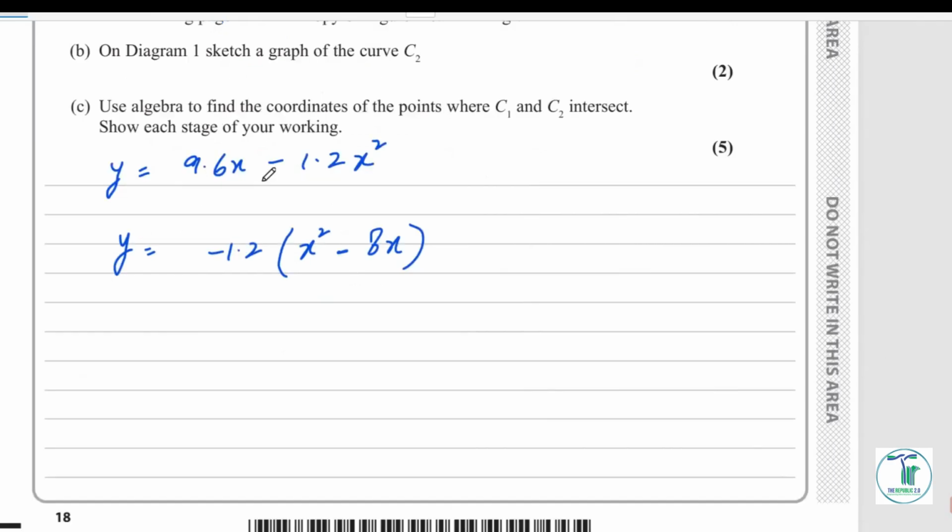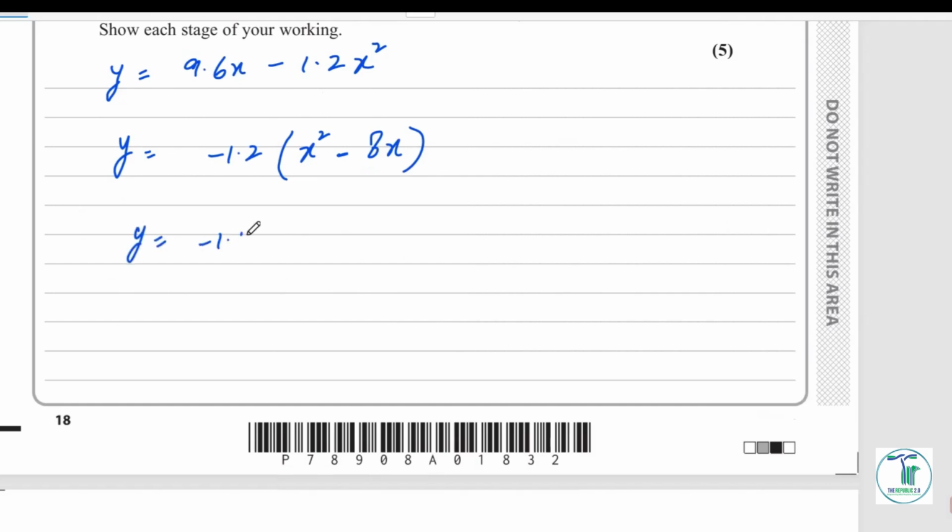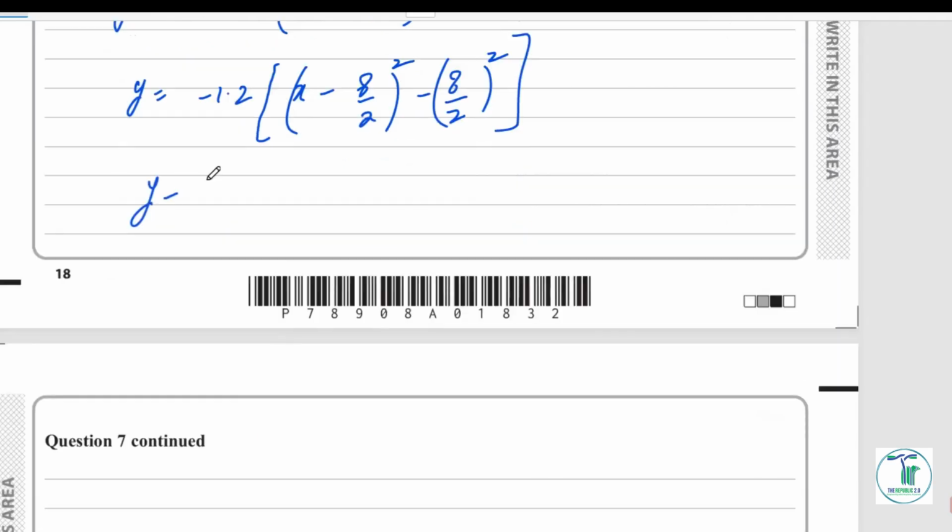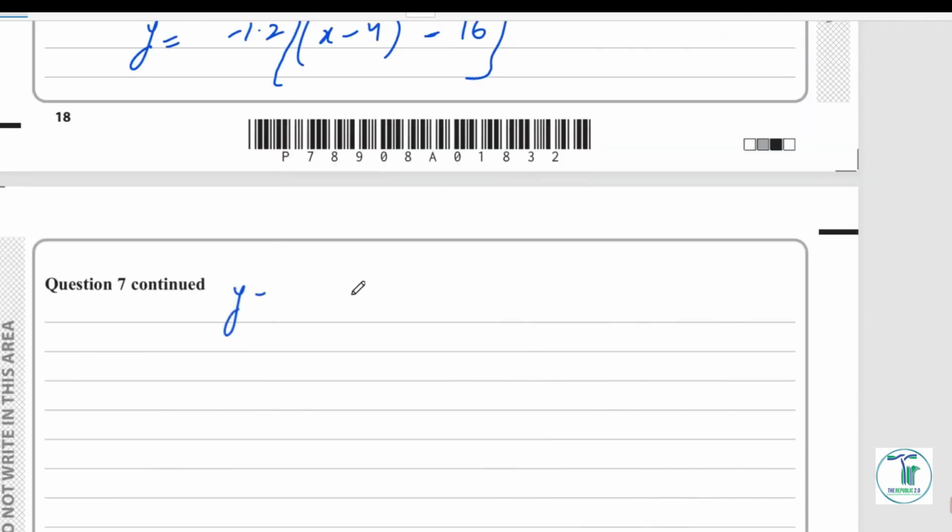Now I'm going to write it in completed square form. So y equals negative 1.2 bracket (x minus half of 8, that is 8 by 2, squared) minus 8 by 2 squared as well, and the brackets are closed. Simplifying, 8 by 2 is 4, and 4 squared is 16. So I've got this expression: y equals negative 1.2 times (x minus 4) squared, and then plus 1.2 times 16.